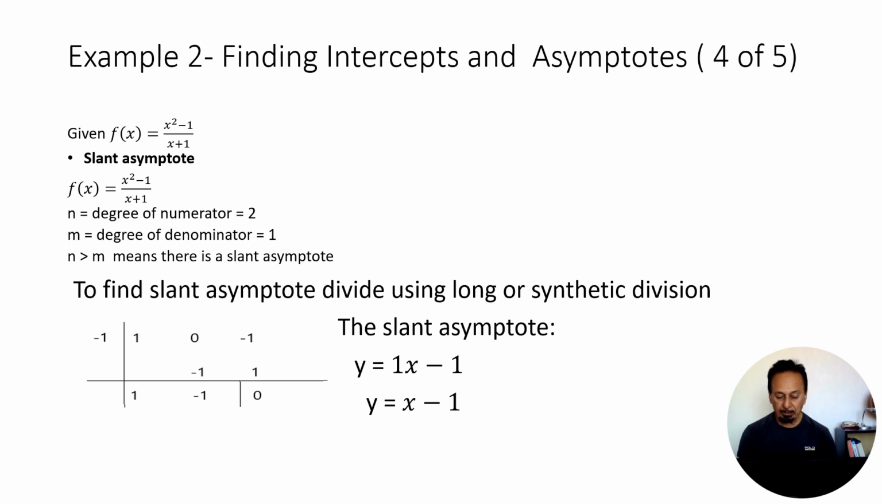But we need the slant asymptote. The slant asymptote is y equals the quotient. What is the quotient? The quotient is 1 times x minus 1. So we can set this equal to y. So the slant asymptote is y equals x minus 1.